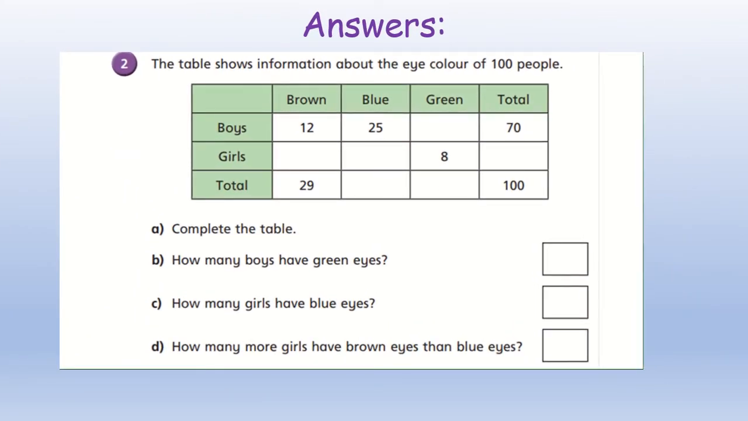So again for this, we need to start by finding out the missing information. We could work out the amount of green-eyed boys by using the total given. So if you've worked it out correctly, you should know there were 33 green-eyed boys. We could work out the brown-eyed girls again by using the total. This should tell you there were 17 brown-eyed girls because 12 add 17 will give you 29.